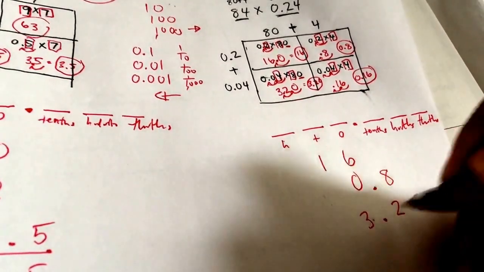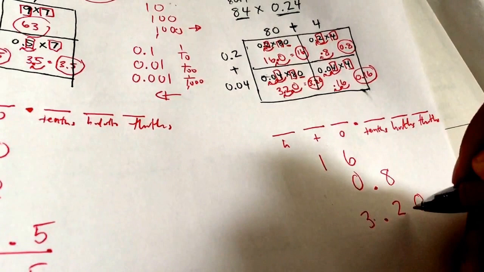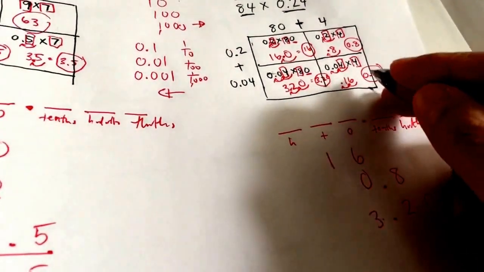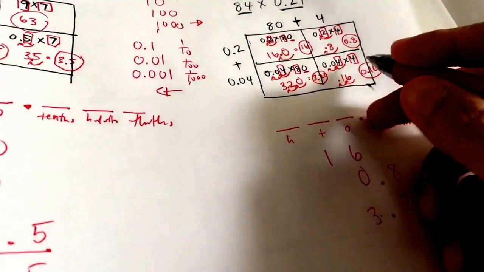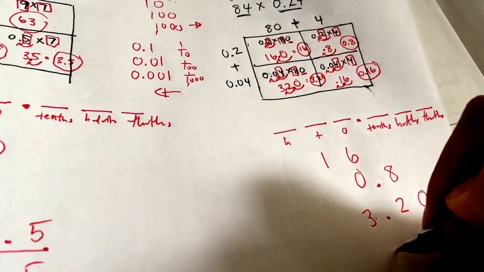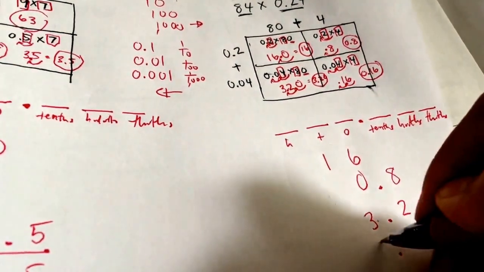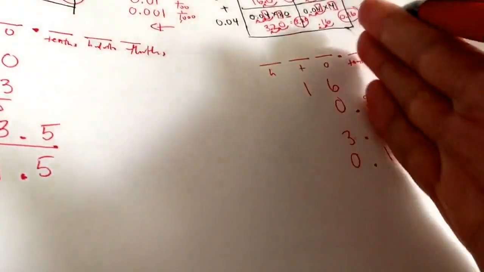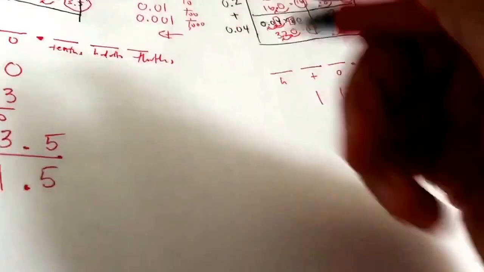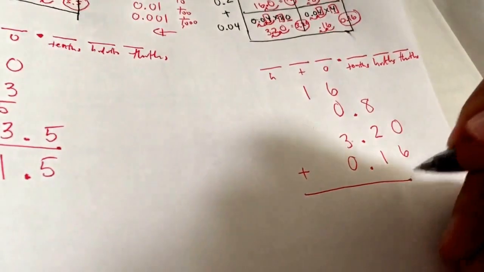20 hundredths, or even 3.2. 3, either way, it's the same. And 0 and 16 hundredths. This 1 is in the tenths, the 6 is in the hundredths. And you can see all of my numbers are lined up. And that's the most important part when you're adding.